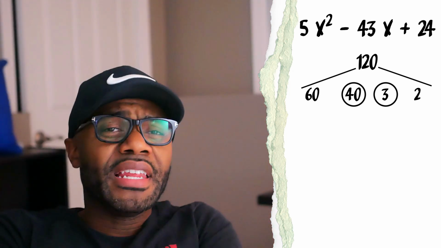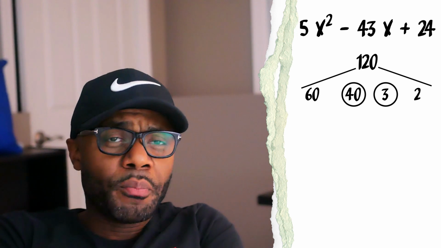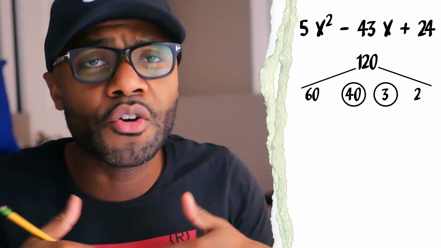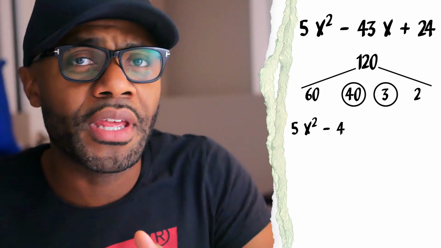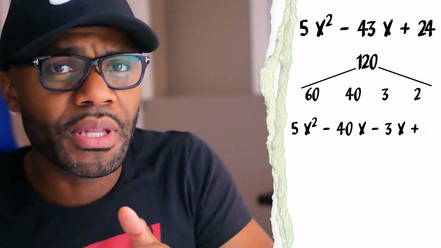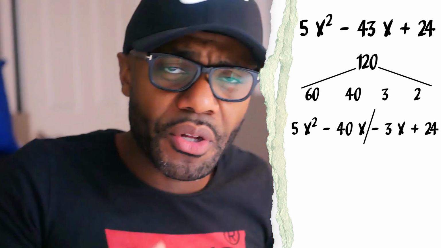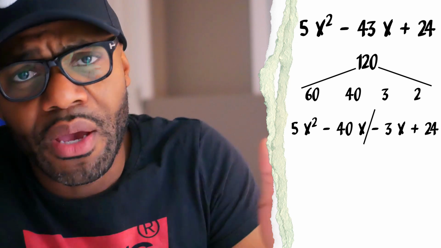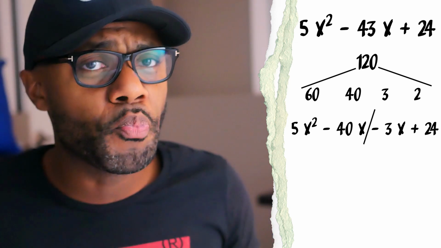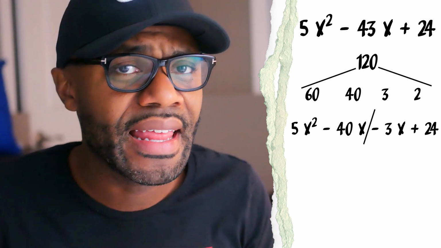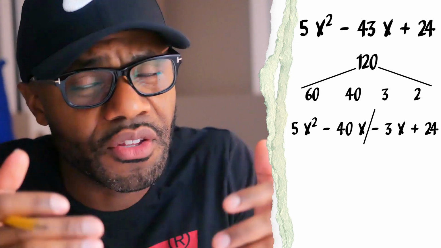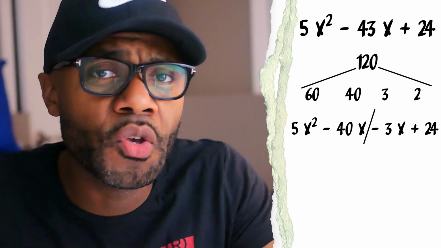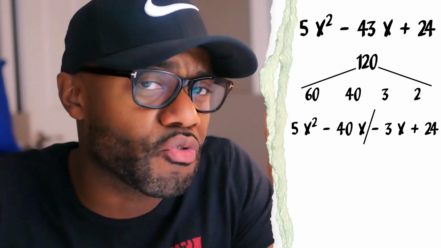Let's continue. Splitting down the factors, we're going to put 40 next to the 5x squared. It's going to be 5x squared minus 40x minus 3x plus 24. We can split it down the middle, and then we're going to use grouping that we learned previously. We're going to group the coefficients, and then we're going to merge the terms after the coefficients. Using 40 and 3, we break this down using the greatest common factor.